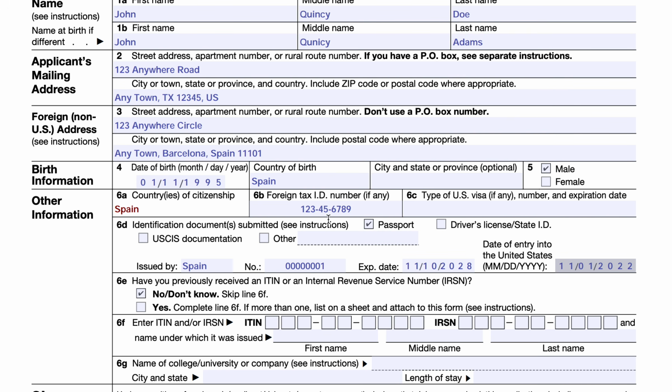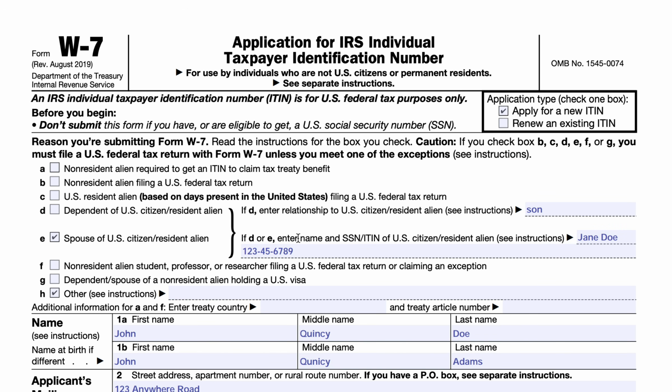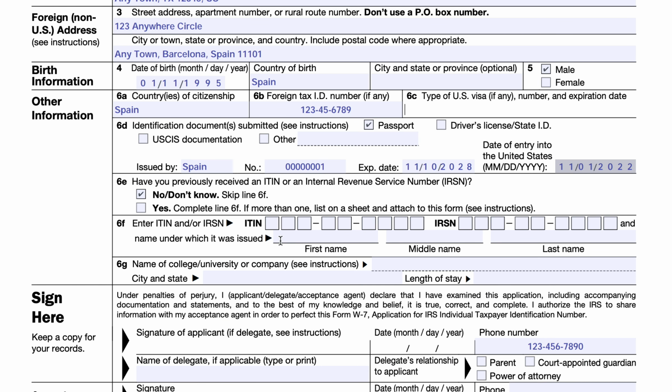So in line 6B, we're entering a fictional foreign tax ID number. This should be whatever your tax ID number is. In the United States, that's synonymous with a social security number. I believe that's the case in some countries, but not necessarily all. If you have a U.S. visa of any type, you would enter the type, the visa number, and then the date of expiration. In this situation, John Doe doesn't have a visa because he is the spouse of an alien. So his wife has a visa, but he doesn't.